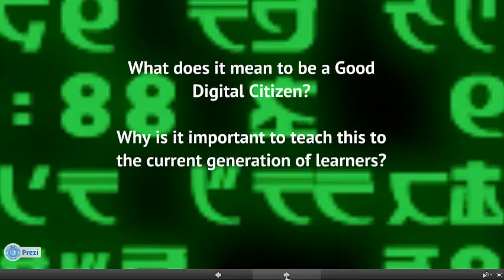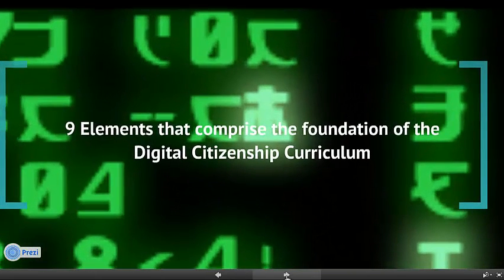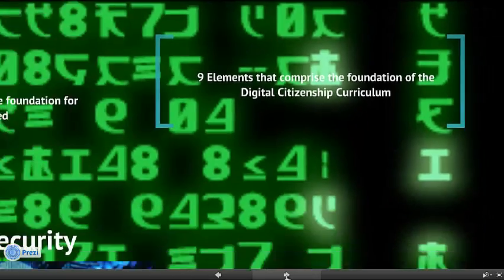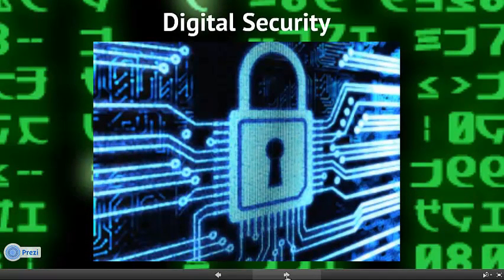And as these digital learners are being brought up in an increasingly technology-rich environment, it's important that they understand how to navigate through this very tricky digital territory. There are 9 elements that comprise the foundation of the digital citizenship curriculum that I created, and they're not in any specific order. So we're just going to talk about the first one, which is digital security, or what I'd like to call self-protection.